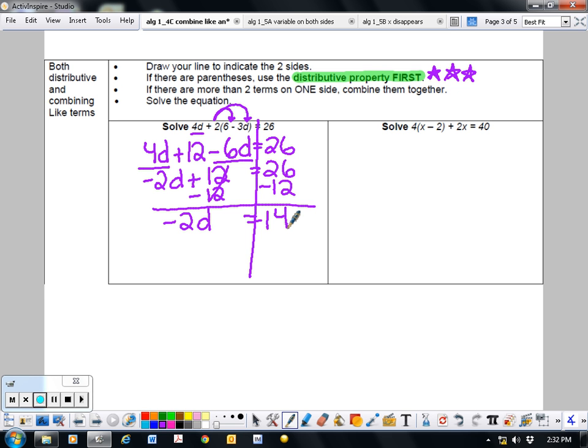Now that's a negative 2 right next to a D, which indicates multiplication, and to undo multiplication we divide. So I divide by negative 2 on both sides. The 2's cancel, the negatives cancel, leaving us just with that D. 14 divided by 2 is 7. The negative does not cancel out, so the answer is negative.